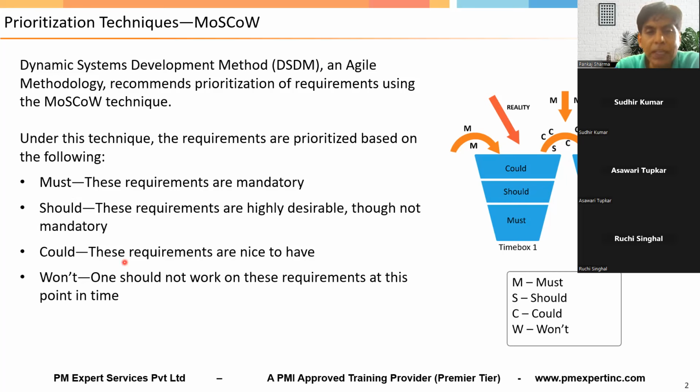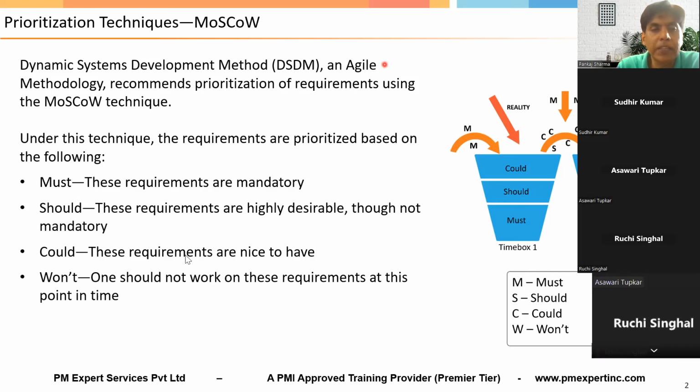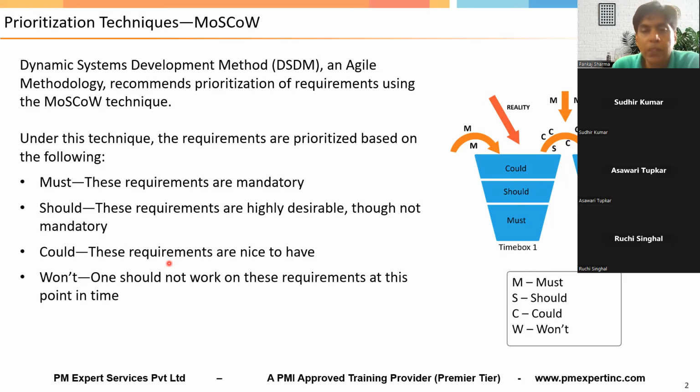Now, the third category of requirements. The third category of requirements are could have requirements. Now, could have requirements are more like delighters, right? Now, what are delighters? If I say with this model of the mobile phone, I'll give you a battery with a backup of, let's say, 2000 hours. Is it a delighter or not? Yes. Right? More like those requirements that will create a wow factor, right? Or you can say they are nice to have requirements.